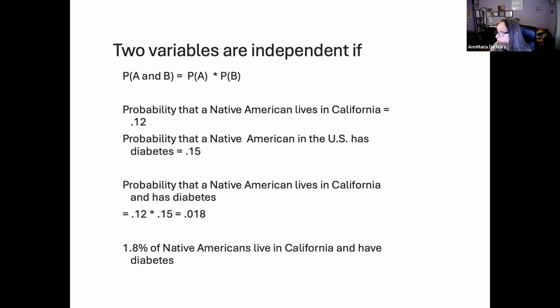So the probability that a Native American lives in California is 0.12. 12% of all Native Americans live in my home state, California. The probability that a Native American in the US has diabetes equals 0.15. So the probability that a Native American both lives in California and has diabetes is 0.12 times 0.15, or 0.018. So 1.8% of all Native Americans live in California and have diabetes. This is assuming that there's no difference in the prevalence of diabetes among Native Americans in California and everywhere else. That would be a hypothesis we could check.